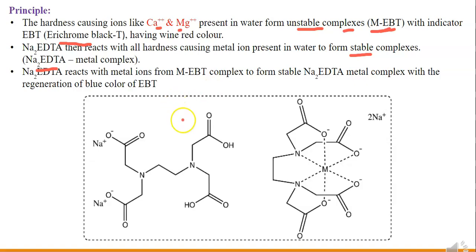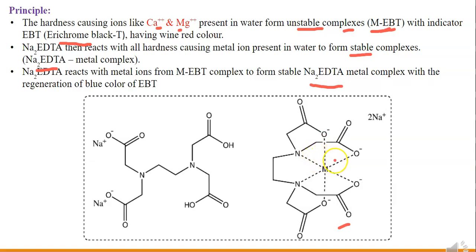We'll understand that. First, let's have a look at the complex which will be formed between the disodium form of EDTA and the metal ions. So you can see this second image. This is the structure of the complex. As I said, the disodium form of EDTA, or EDTA, is a hexadentate ligand. Why? Because it is going to form 6 bonds with the metal ion.